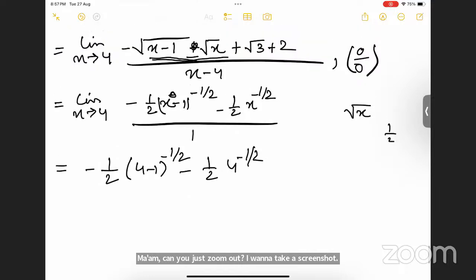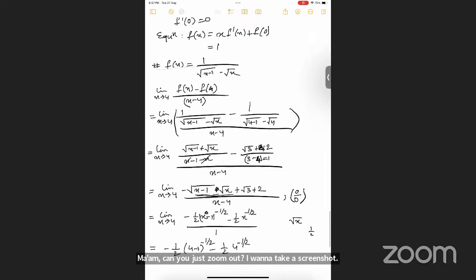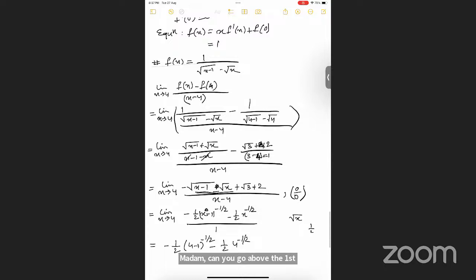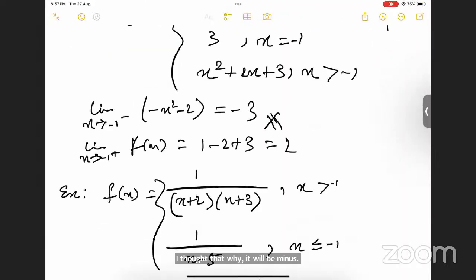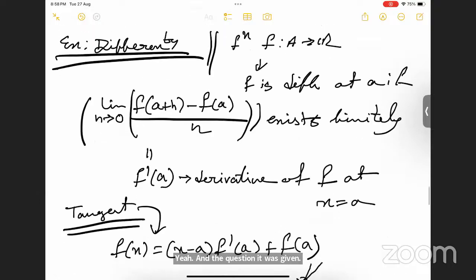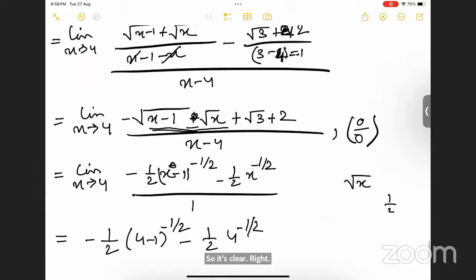Madam, can you go above the first step? Ma'am, a little bit of doubt in the first step. Question is given: f of x minus f of 4. I thought, why in the above step did we do minus? Yeah, in the question it was given. So it's clear, right? Yes, ma'am.